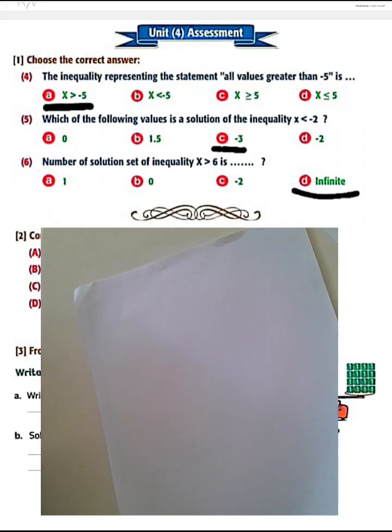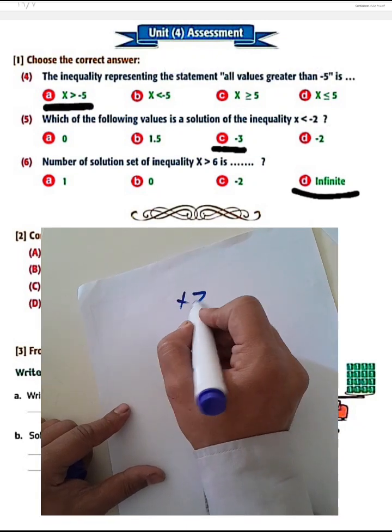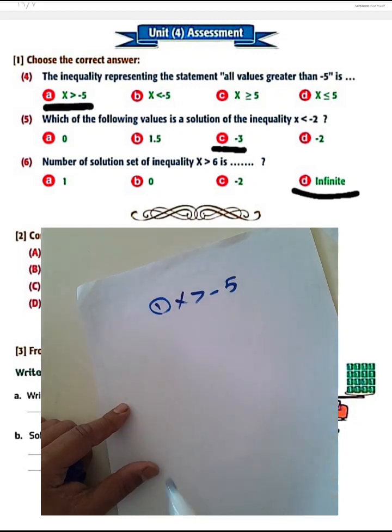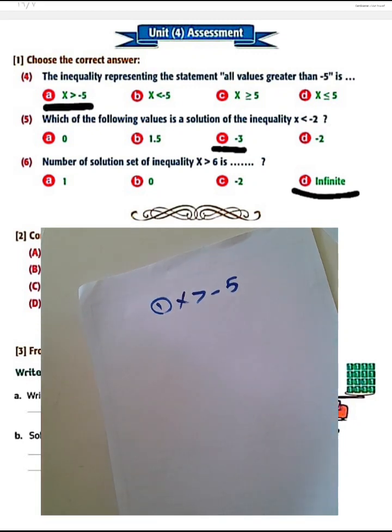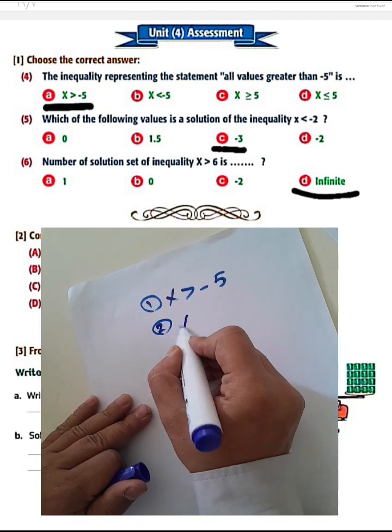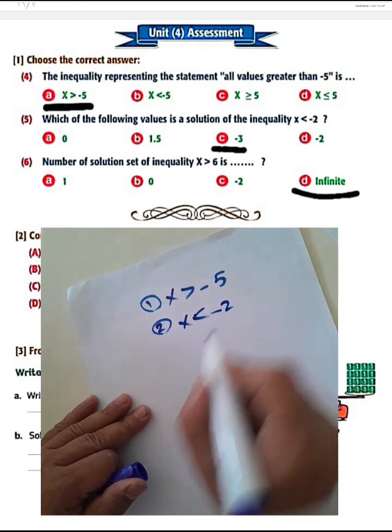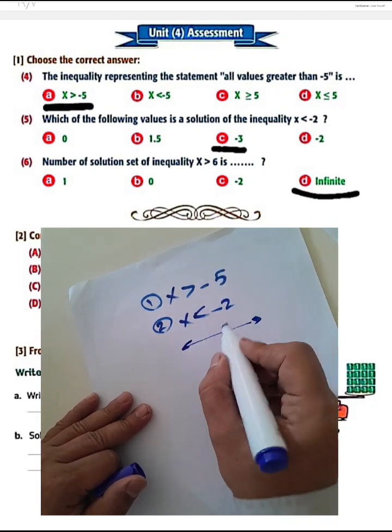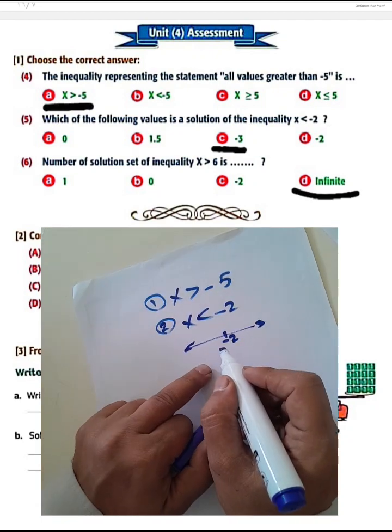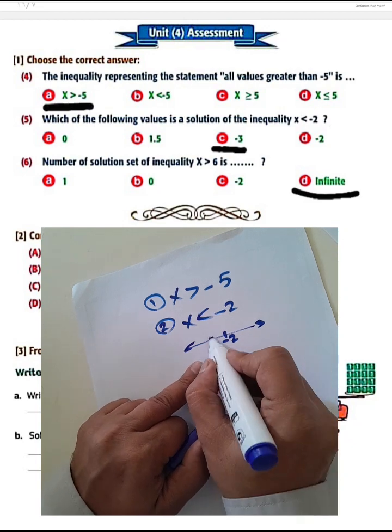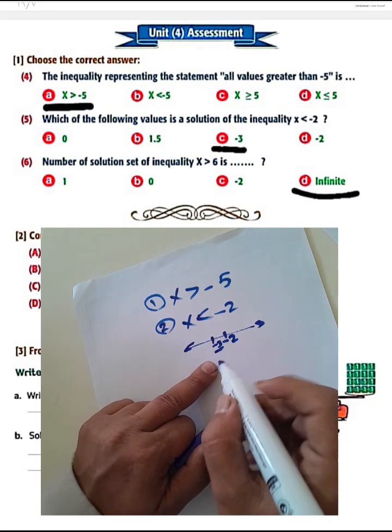Choose the correct answer. The inequality represents the statement all values greater than -5. It will be x greater than -5. Letter B, which of the following values is a solution of the inequality x less than -2? X less than -2, we have here the number line, -2. We have here -3, then -3 is less than -2, right?